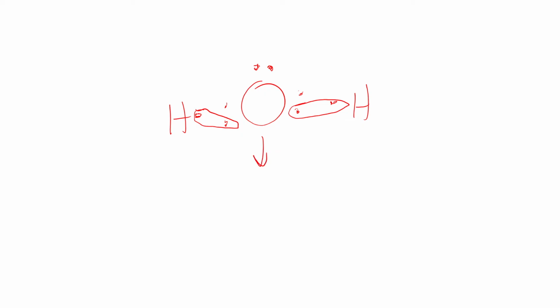Alright, so let's draw water. Oxygen is the central atom. Oxygen has one, two, three, four, five, six valence electrons. Then we're going to have hydrogen. Hydrogen is going to want to bond with one of these electrons. So let's say that it bonds with this electron here and forms a bond like that. We end up with a bond like this and valence electrons like this. Make sense so far?